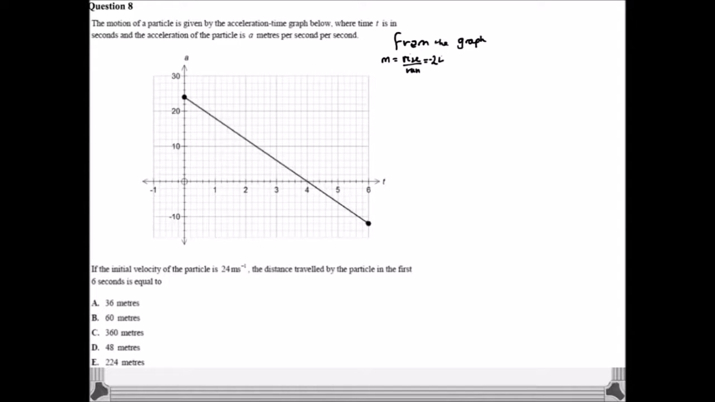Question 8. The motion of a particle is given by this acceleration time graph below, where time t is in seconds and the acceleration of the particle is in meters per second squared. Okay, so here's a motion graph. Now normally we're used to working with a velocity time graph. This is an acceleration time graph.